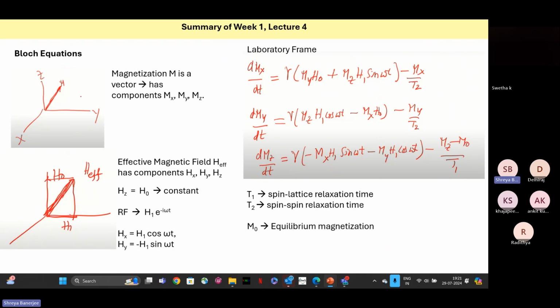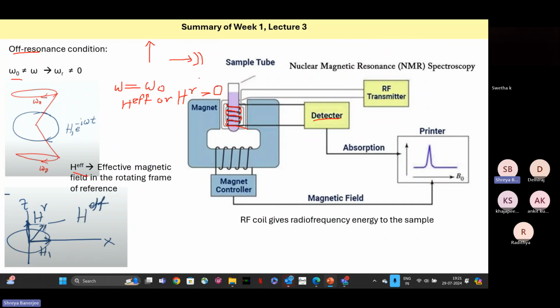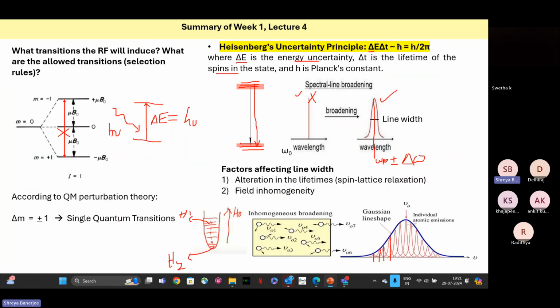So here also I will just discuss the basics, that is the meaning of the different variables. You have a magnetization M, which is a vector, and so it has x, y, z components, mx, my, and mz. The other thing you have is an effective magnetic field, H effective. If you remember a few slides ago, we saw the off resonance condition where omega naught and omega are not equal and you have an effective magnetic field. That is what we are again talking about here.